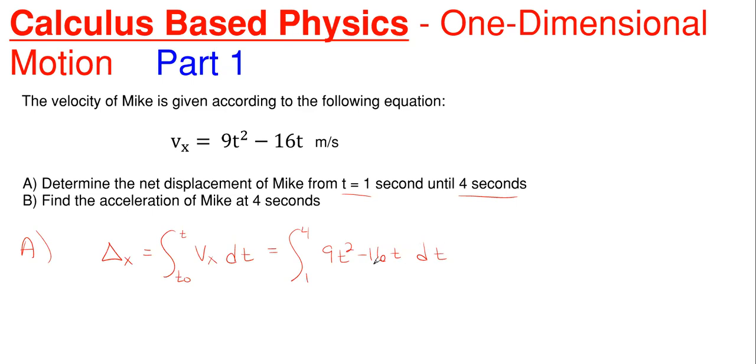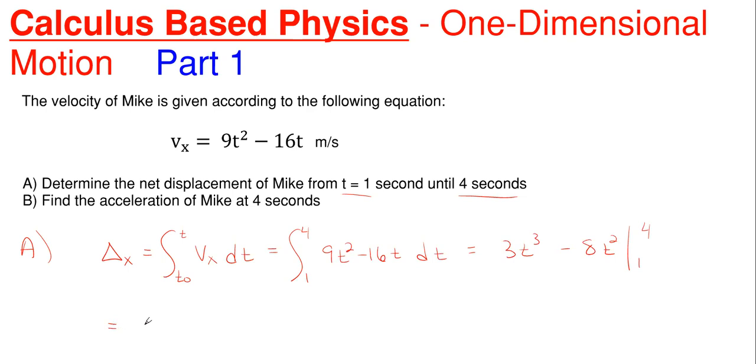So not a very difficult integration process here. 9t squared will just be 9 divided by 3 times t squared, which will give us 3t cubed. And then we would have 16t, which becomes 16 times a half t squared. So this will just be 8t squared. And then we will have that from 1 to 4.